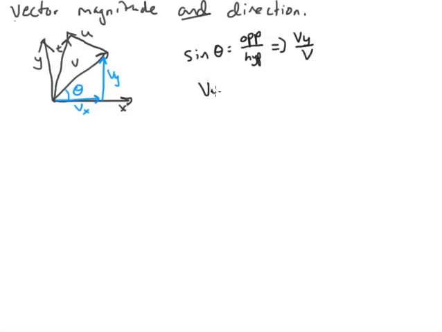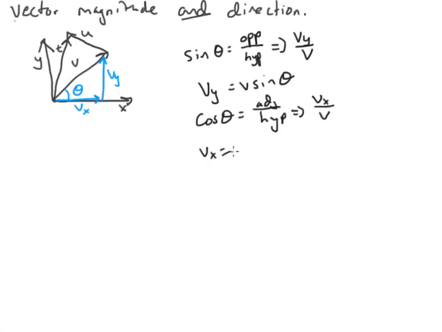So we can solve for Vy as V times sine theta, which is nice because sine goes from -1 to 1, so the biggest this can ever be is V, and for any angle that isn't 90 degrees, it will be smaller than V. Likewise, we can look at Vx. Cosine theta is equal to adjacent over hypotenuse, and in this case, Vx is the adjacent, V is the hypotenuse again. So we have Vx over V, and our Vx equals V cosine theta.